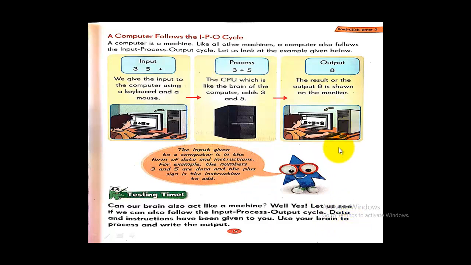Cake making machines, then pencil sharpener, then electric iron, then bread toaster, then refrigerator, just like all those other machines. A computer is also a machine. Now a computer also follows the input process output cycle, that is the IPO cycle. Now let us look at the example given below. How does a computer follow the IPO cycle?